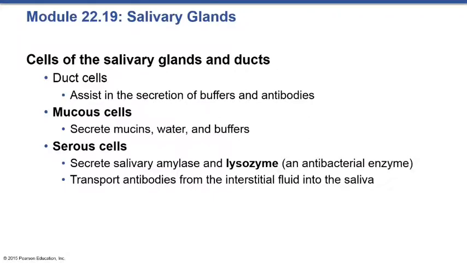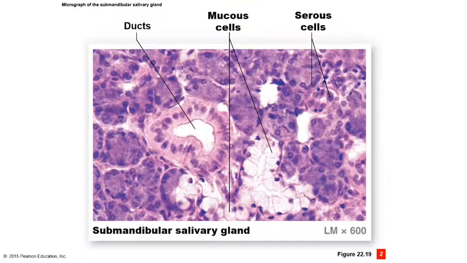Now there's a number of very important things being released here. These are mixed glands in that they do have some mucus cells. They produce mucus, but they also have a serous side to them, and they're releasing enzymes like amylase and lysozyme and transporting antibodies from the interstitial fluid into the saliva. So these are mixed glands.